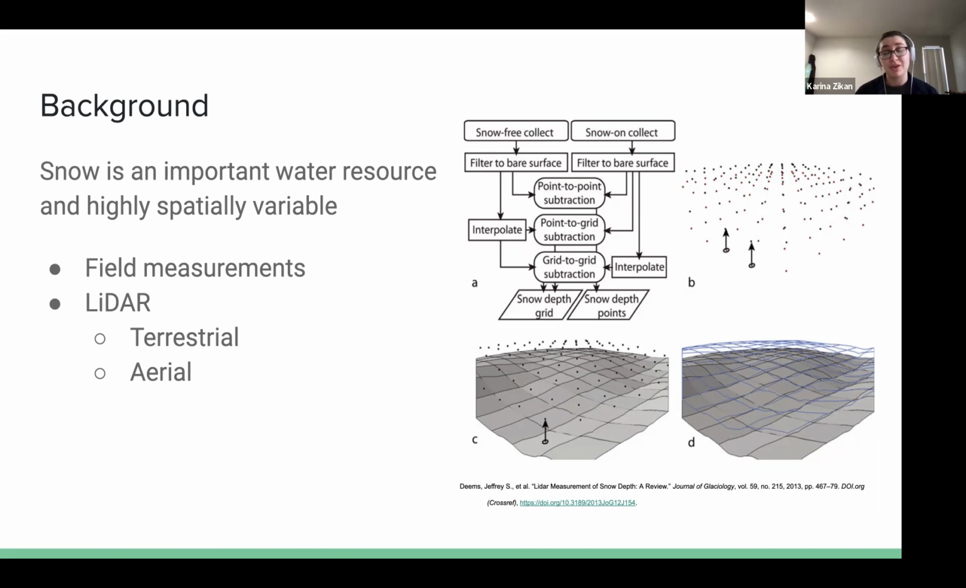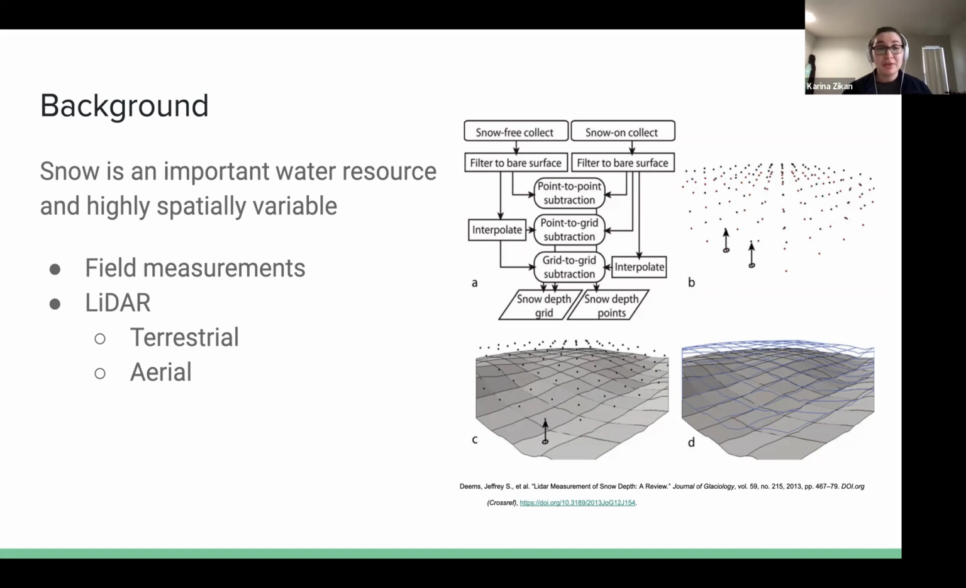So understanding how much water is in a snowpack is really important, but is also really difficult because snow is extremely spatially variable. A depth measurement at one place might be completely different a few meters away. So that makes measuring that hard. Also, a lot of snowfall is in really remote or difficult to traverse terrain.